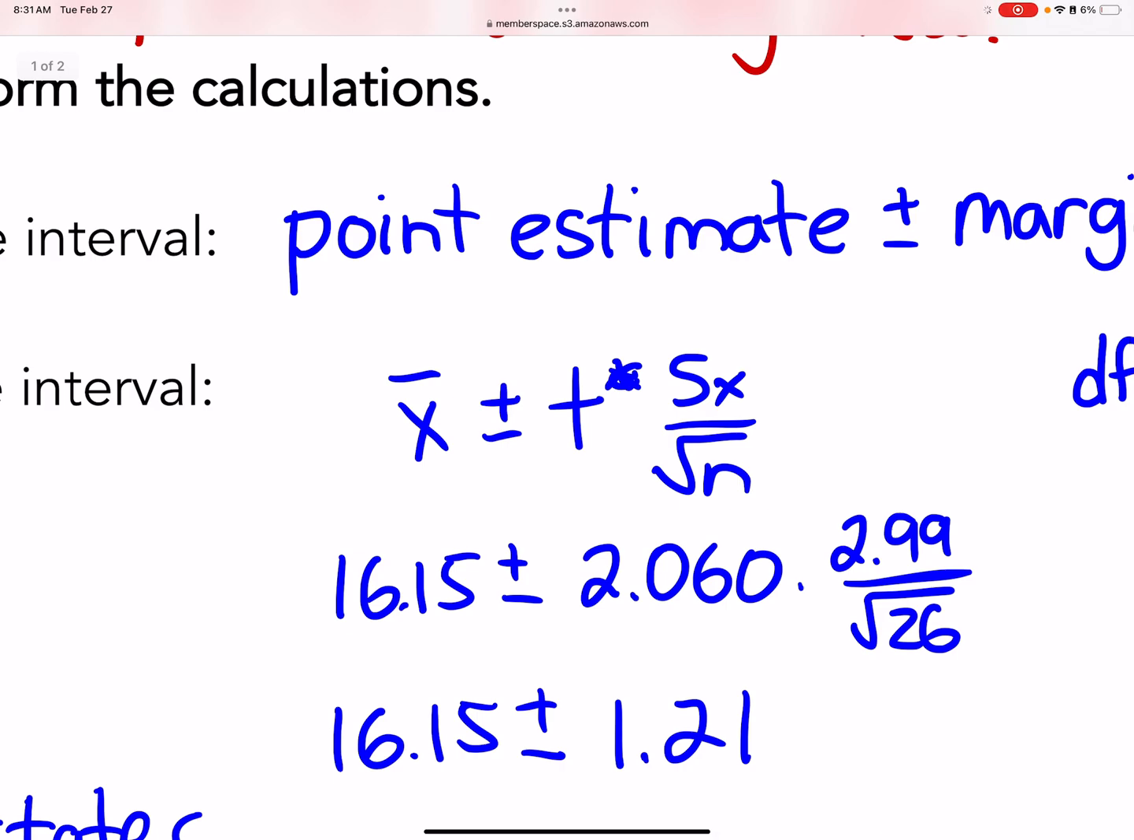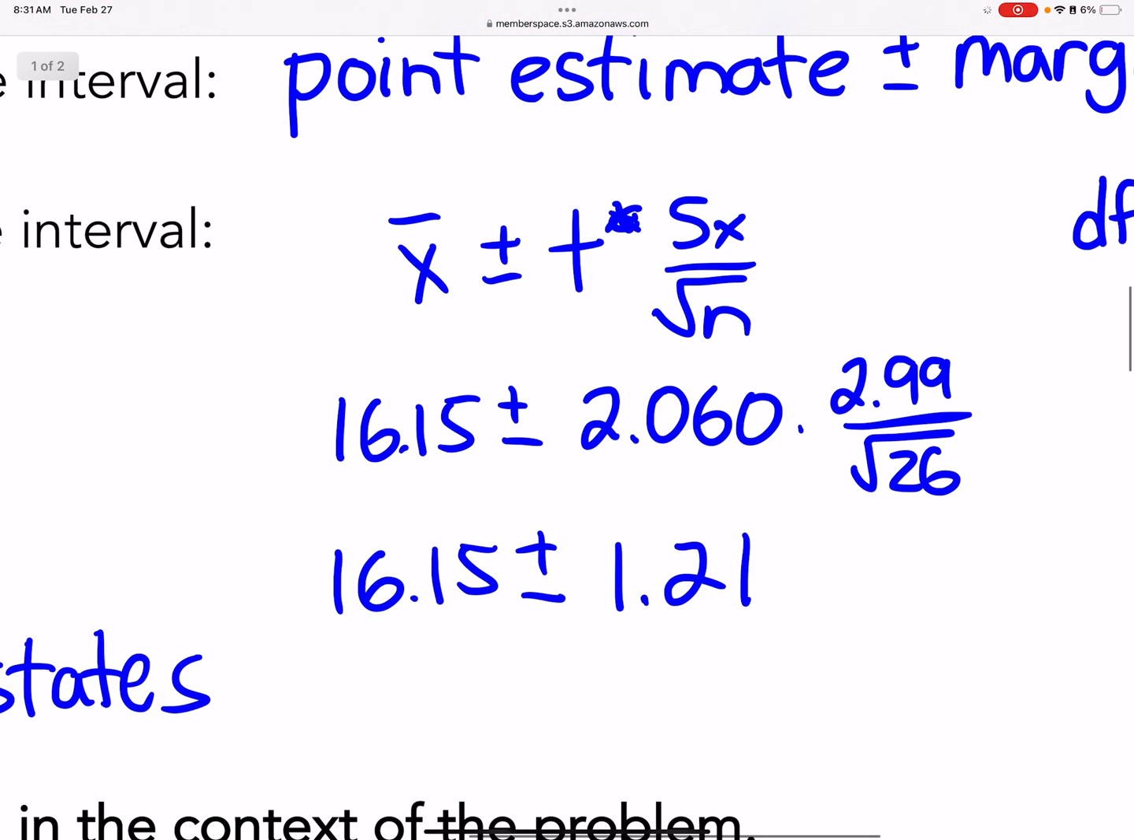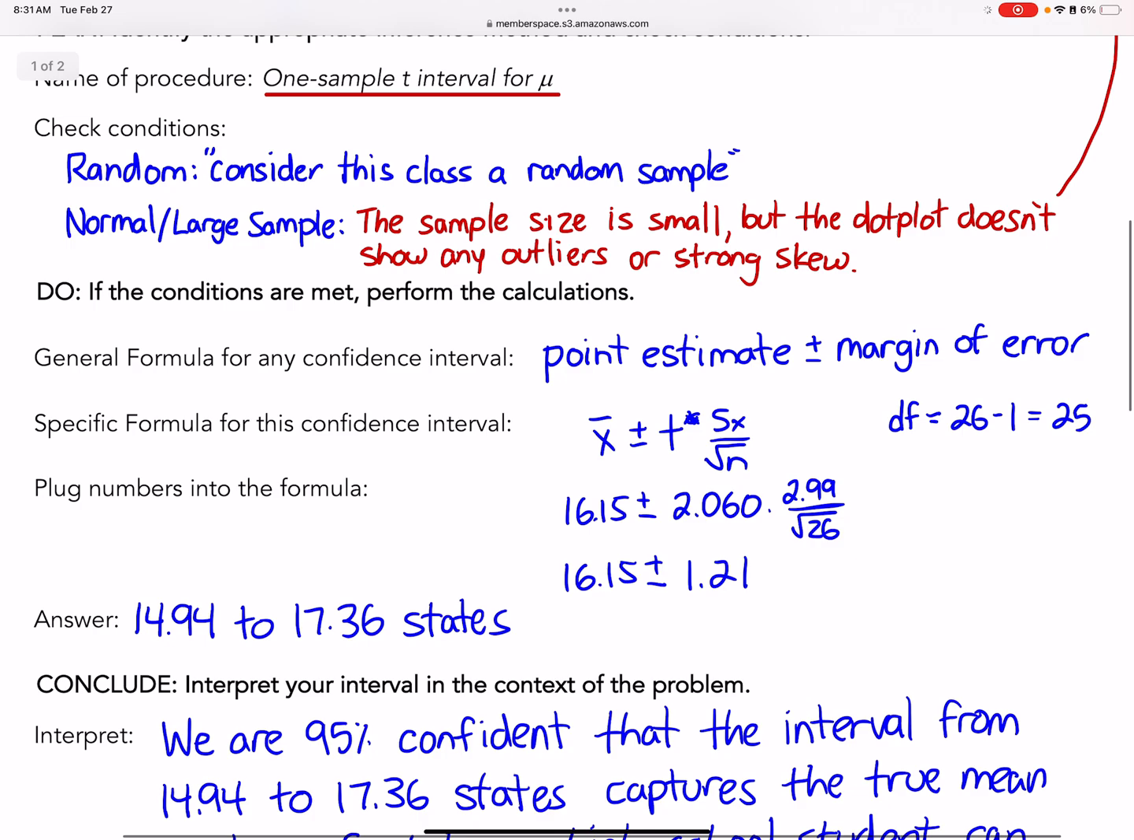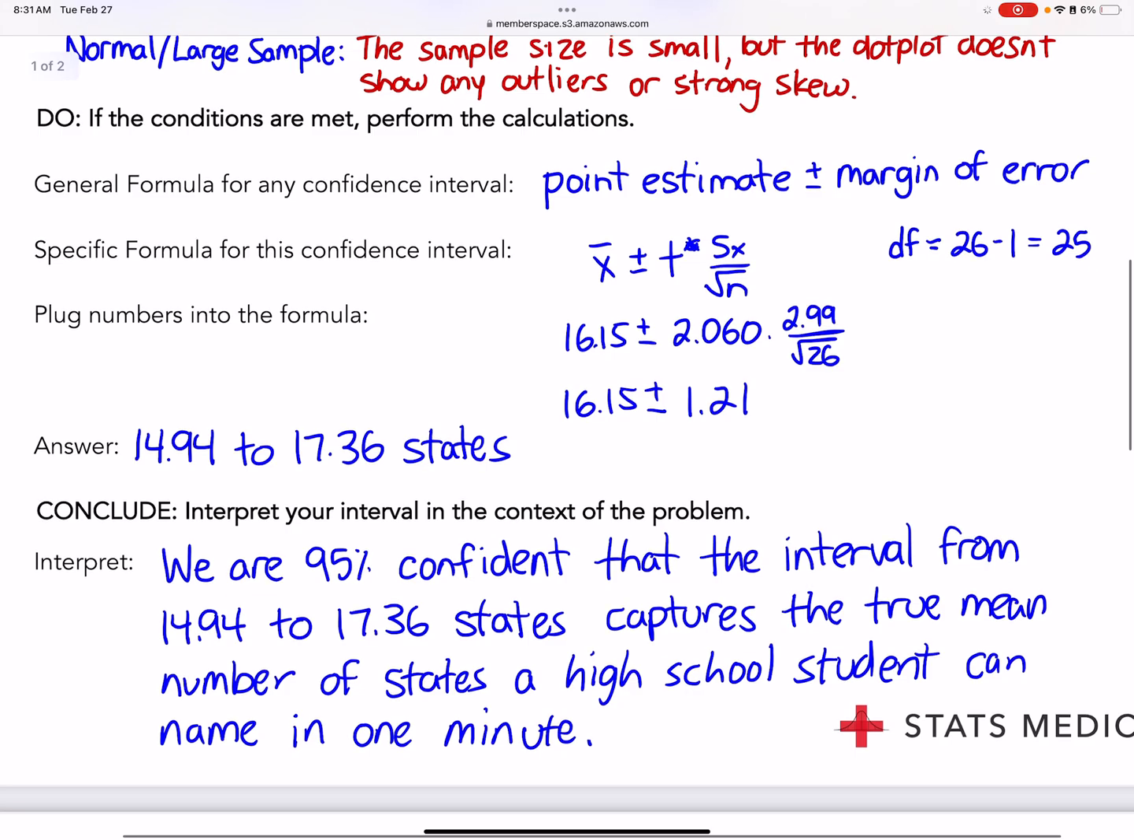X bar is 16.15 plus or minus the t star I just found, 2.060. Standard deviation is 2.99 divided by square root of n, which is 1.26. So this is 16.15 plus or minus 1.21. And if I go ahead and do the confidence interval, I subtract 1.21 from 16.15, and I get 14.94, and then 16.15 plus 1.21, and I get 17.36. So my conclusion is we're 95% confident that the interval from 14.94 to 17.36 states captures the true mean number of states a high school student can name in 1 minute.